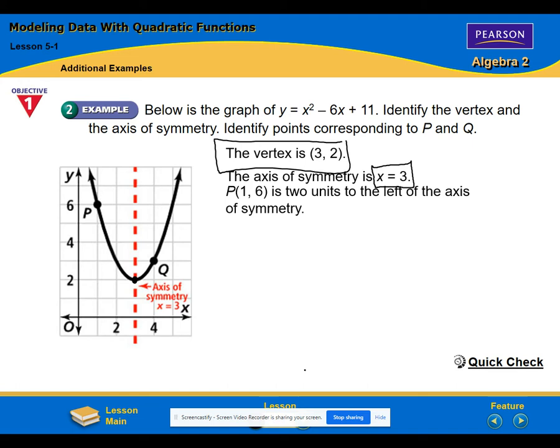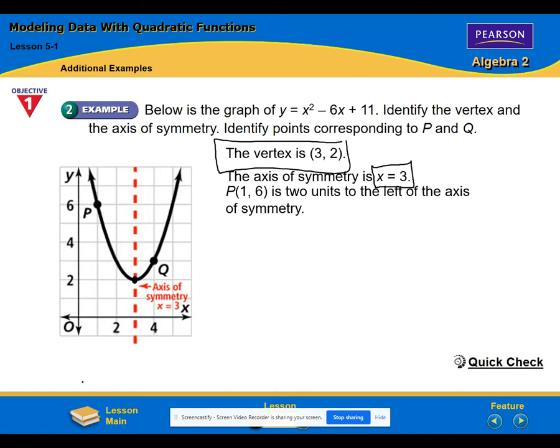All of the axes of symmetry that you will identify in Chapter 5 will be vertical lines. You should identify them by their equation, x equals 3. Just the same, make sure you identify the vertex by its ordered pair as they have done.